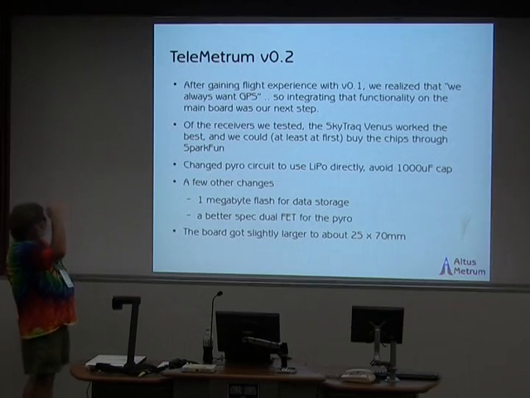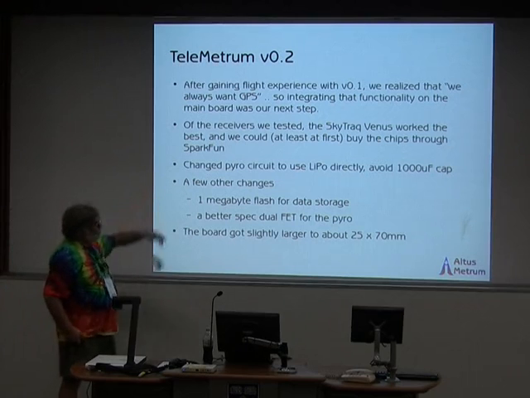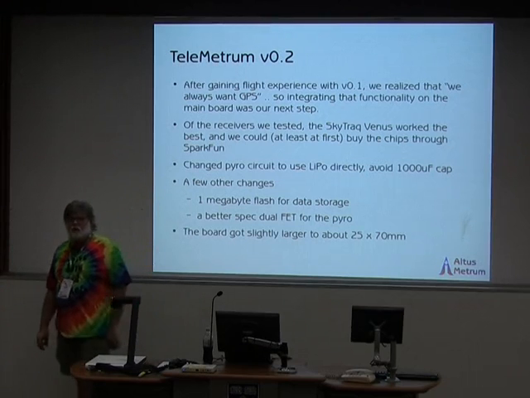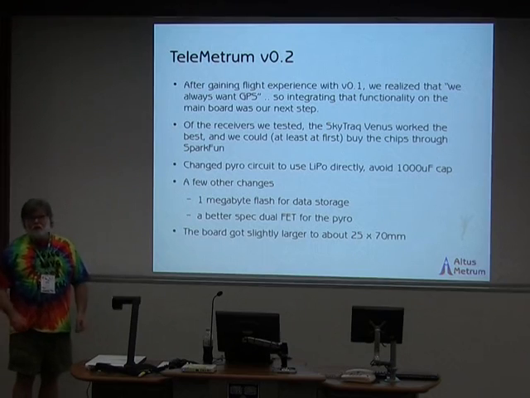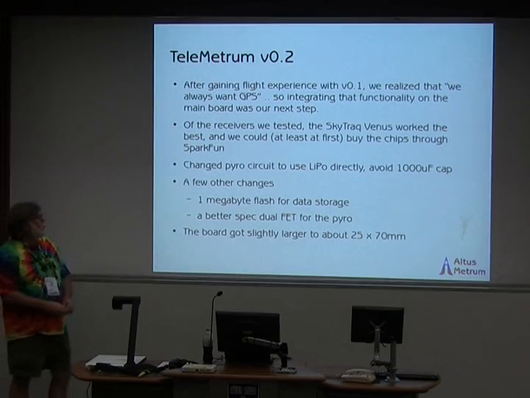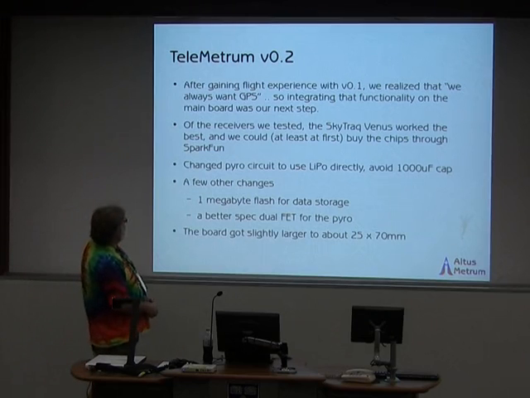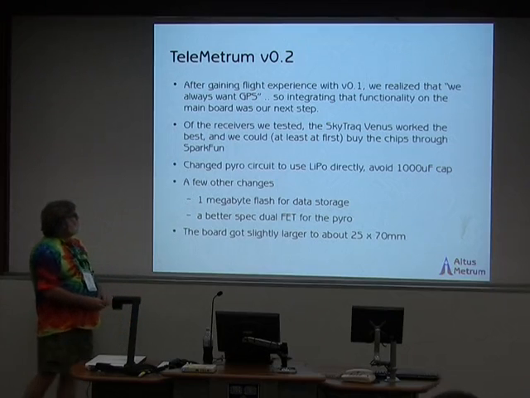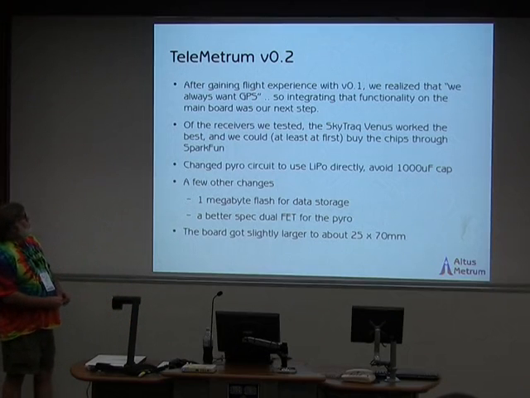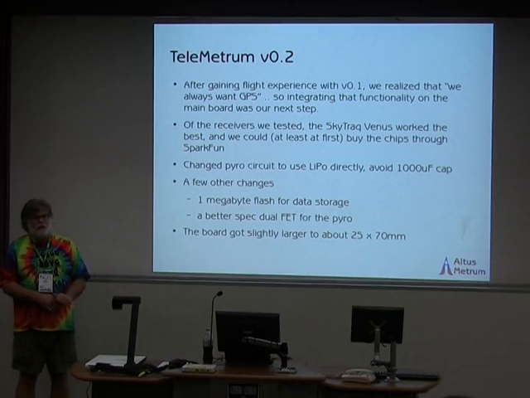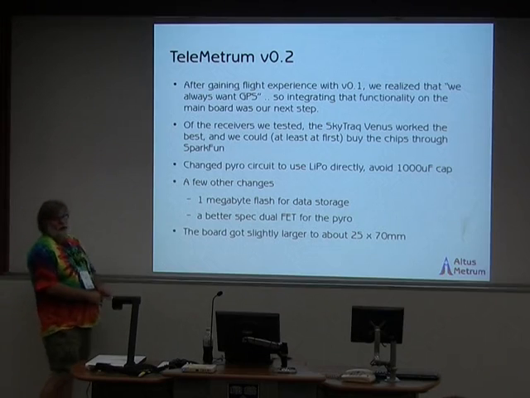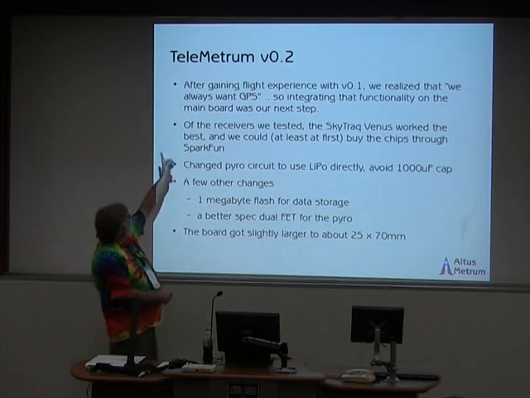Along the way, we tried some others though. The Skytraq Venus actually worked the best of the ones we tried. They were available for cheap, and it was a 10 by 10 millimeter, 3 millimeter thick or something, little monolithic thing I could surface mount down to a board. And we were able to buy the chips at first through SparkFun. So we realized at some point that we really couldn't imagine wanting to fly without GPS in the airframe, so we ought to just put that on the board too. So that's what the version 0.2 is all about.